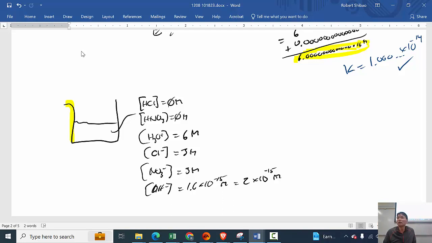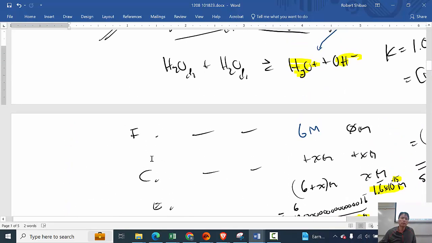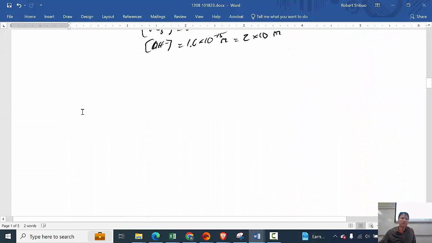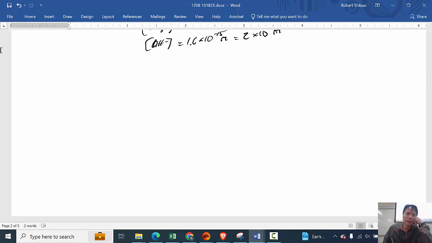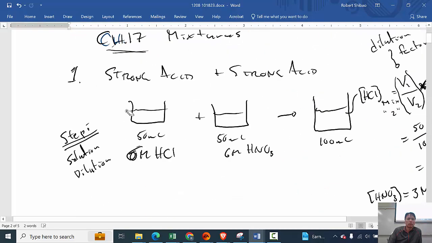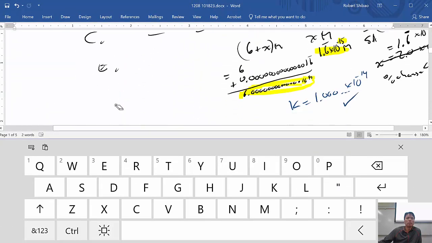All right, any questions on this? So that's a combination of strong acids. We could have a strong acid and weak acid. It's another possibility. But in this case, the next example I'm going to do is a strong base plus a weak base. The strong base I'm going to make as one molar sodium amide.